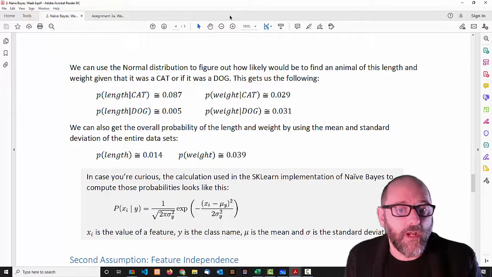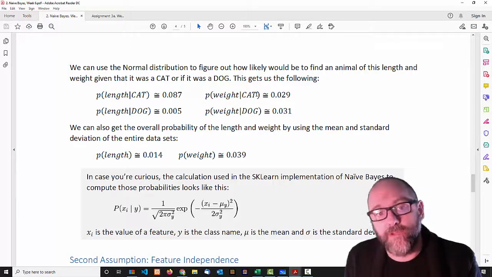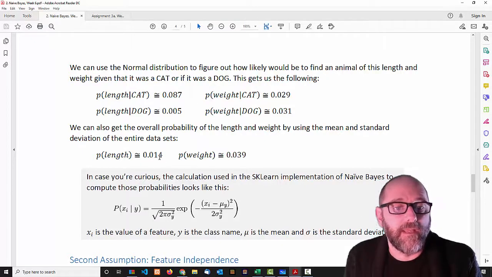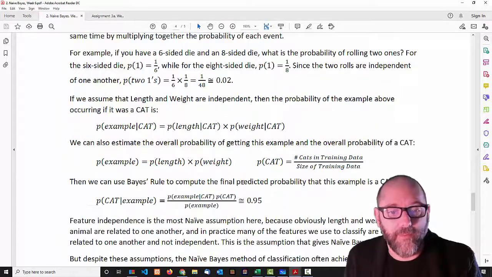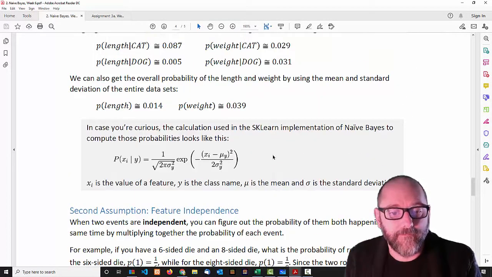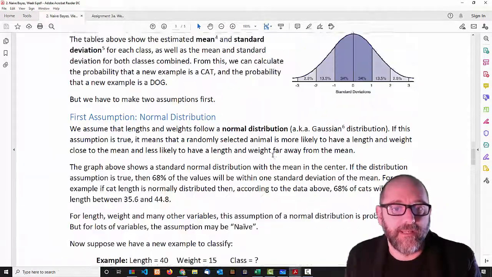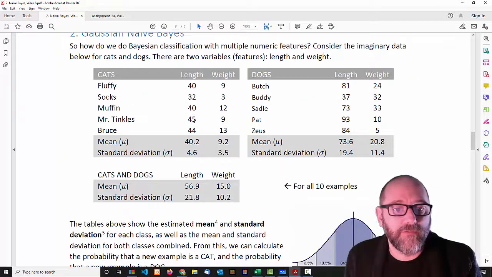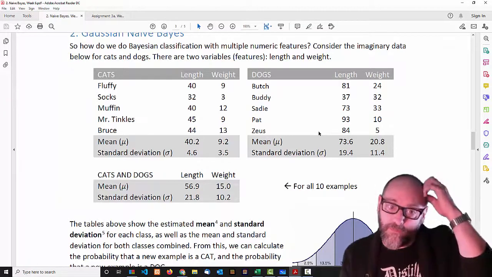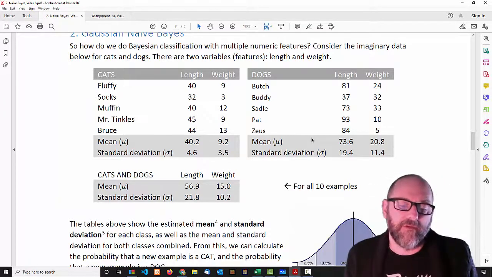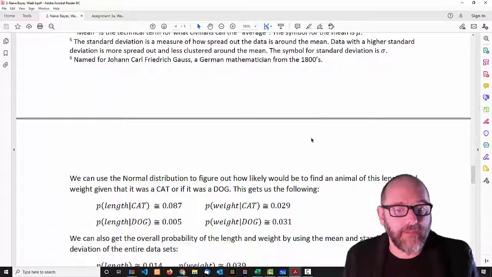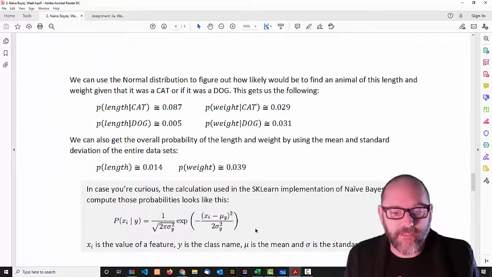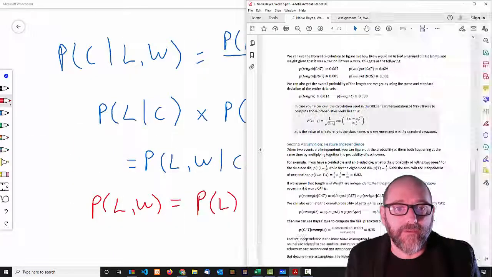Okay, so how would you do that? You would multiply the probability of length given cat times the probability of weight given cat. And you would multiply that by the probability of a cat. What's the probability of a cat here? I'm getting lost in my data here. So we have 5 cats and 5 dogs. So the prior probability of getting a cat is 5 over 10, which is 0.5. And then we've got these numbers here. Maybe I can do this.